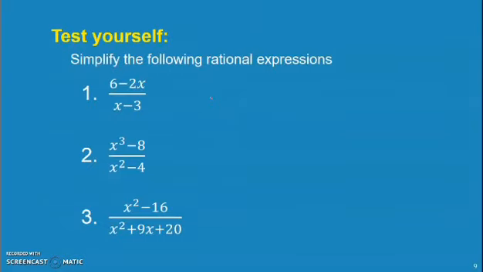Okay. Test yourself. Tingnan natin kung may natutunan kayo. So, isusolve nyo. Try to solve this in your notebook.